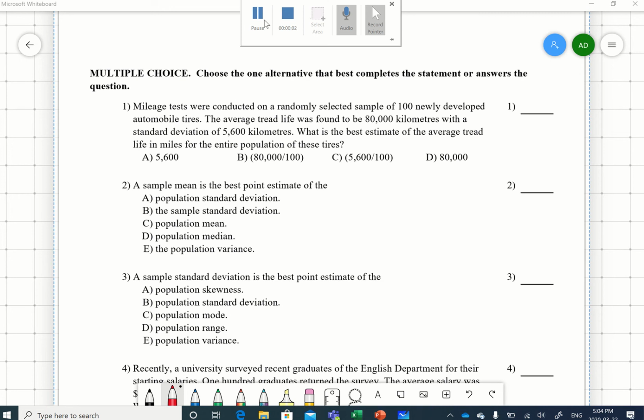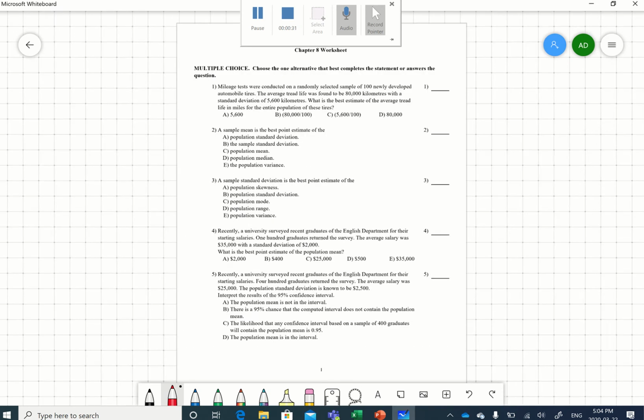Okay, so I hope you all went through the lesson part for chapter 8, and in this part I'm going to go through the worksheet with you. So go ahead and open the worksheet, D12 chapter 8 worksheet. I'm just going to go through some selected questions. The rest I'm going to let you complete. So question number 1.